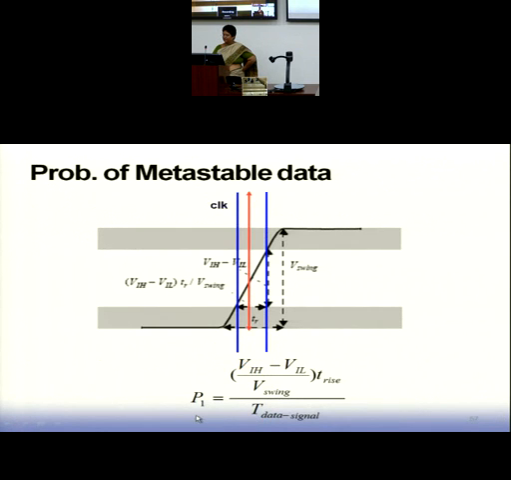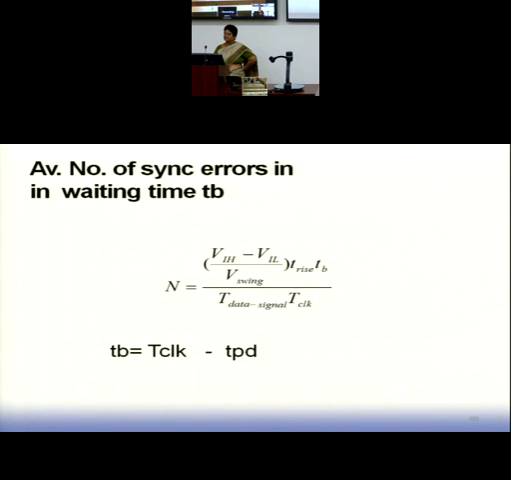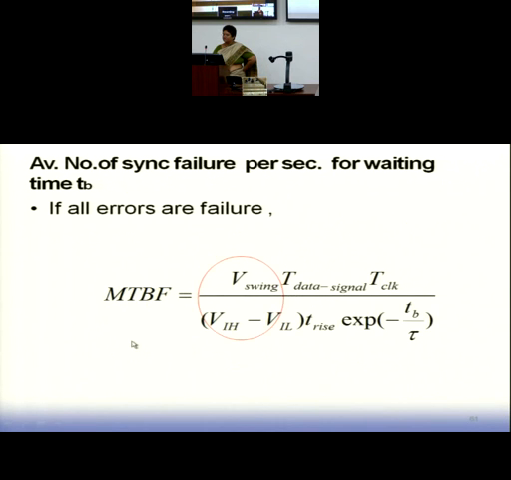Now this T data will come as F data multiplied by F clock, and hence all your expressions will come in the form of, look very carefully, it comes in this form. This you have to multiply anyway, because the probability decreases with the increasing waiting time. So this is what Rabaey gets finally.